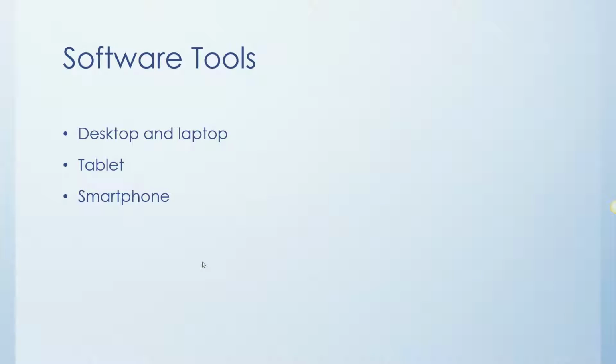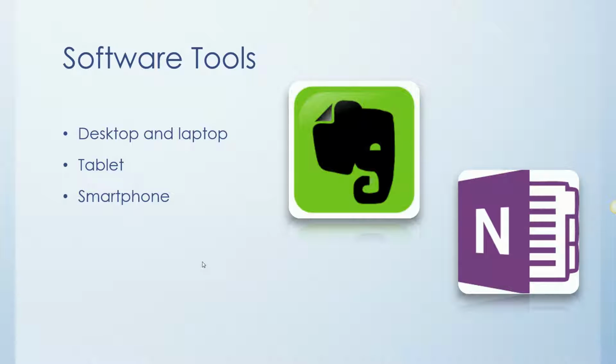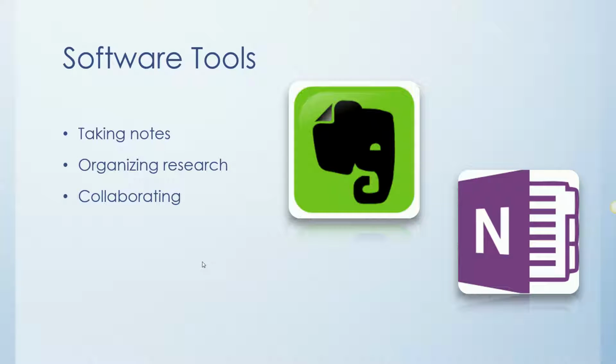My suggestion is to use a software tool that will work across multiple platforms, including desktop and laptop, tablet, and smartphone. The two main tools for this purpose are Evernote and OneNote. For this training, I am not going to break down and compare each tool. There are plenty of videos available for that purpose. I am going to focus on how to organize either tool for three main purposes: taking notes, organizing research, and collaborating.